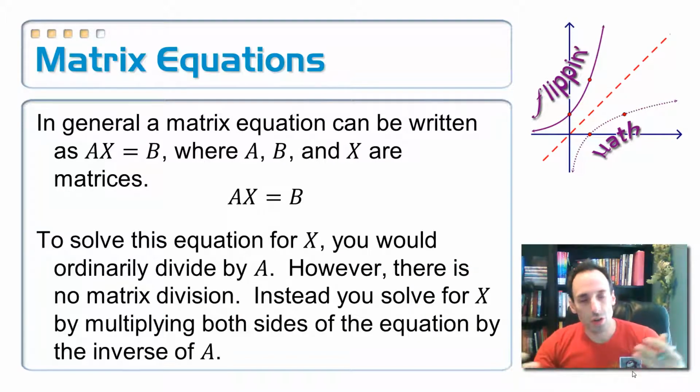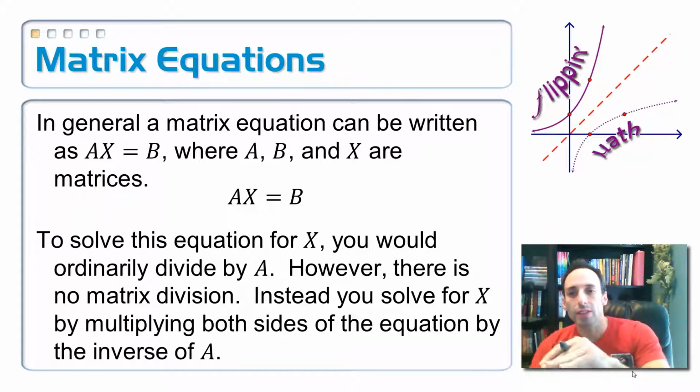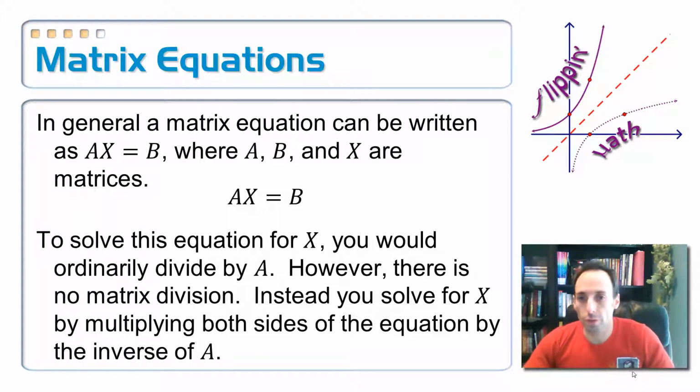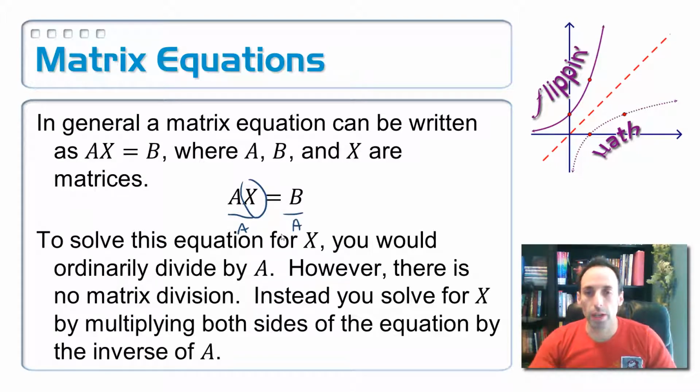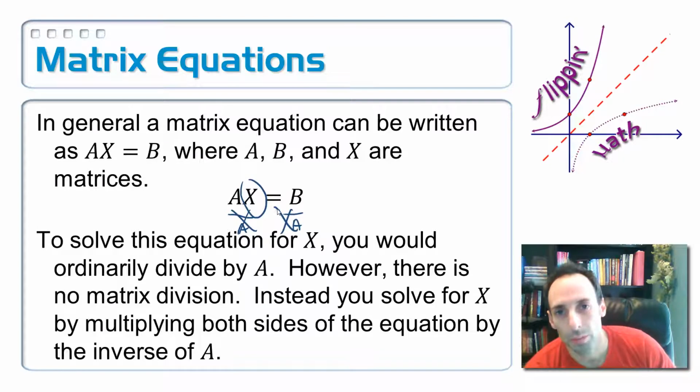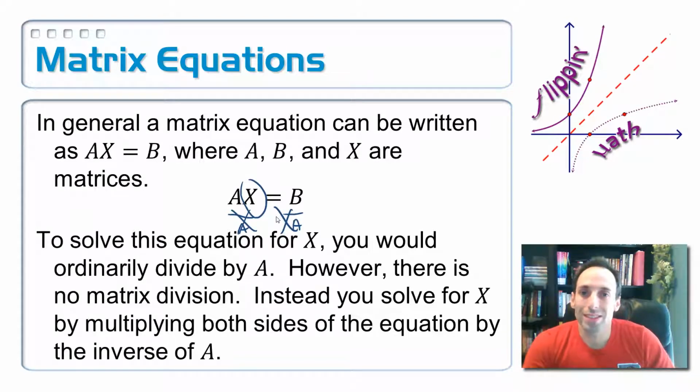Okay, so here is a matrix equation. In general, a matrix equation can be written as A times X equals B, where they're all matrices. All those capital letters are matrices. What I'd want to do is solve this equation for X. Ordinarily, you'd just divide both sides by A. But there's no such thing as division with matrices, so you cannot divide by A on both sides. It doesn't make any sense. So what could we do to get around not having division? Well, we're going to multiply both sides by the inverse of A.